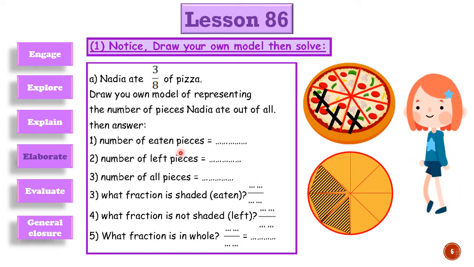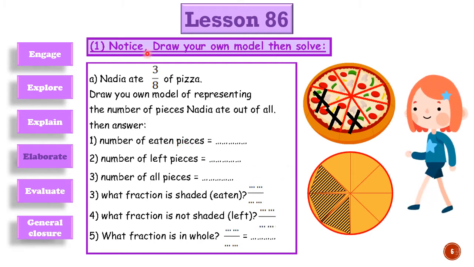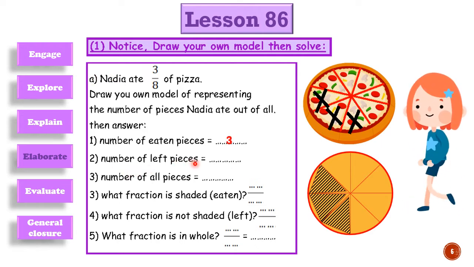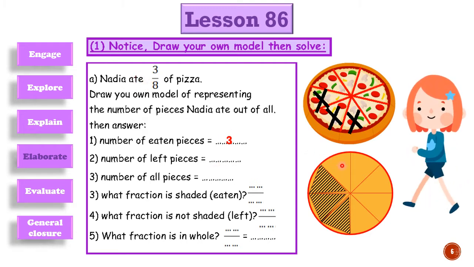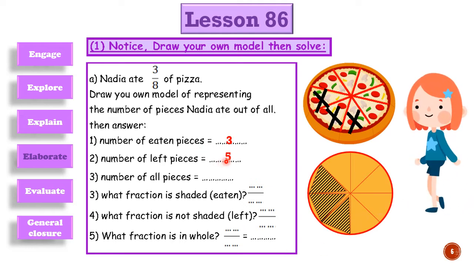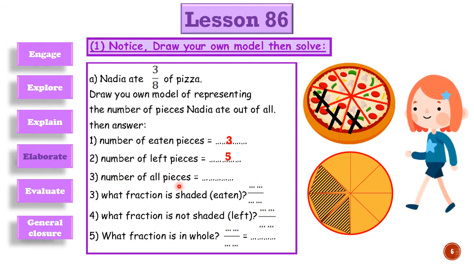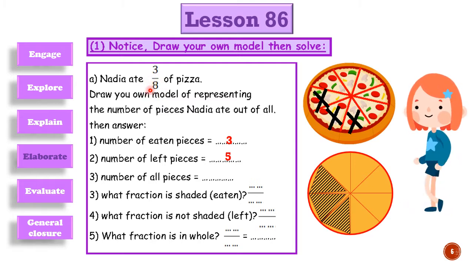Now we will answer our exercises here. Number 1, number of eaten pieces. How many eaten pieces? 1, 2, 3. Our numerator, it will be 3 pieces. And number of left pieces, not eaten yet. Yes, how many? Count from your model: 1, 2, 3, 4, 5. It will be 5 pieces left. Okay, not eaten yet. Here, number of all pieces. All pieces, we look at the denominator. How many? Yes, 8 equal pieces. All of them are 8 equal pieces.